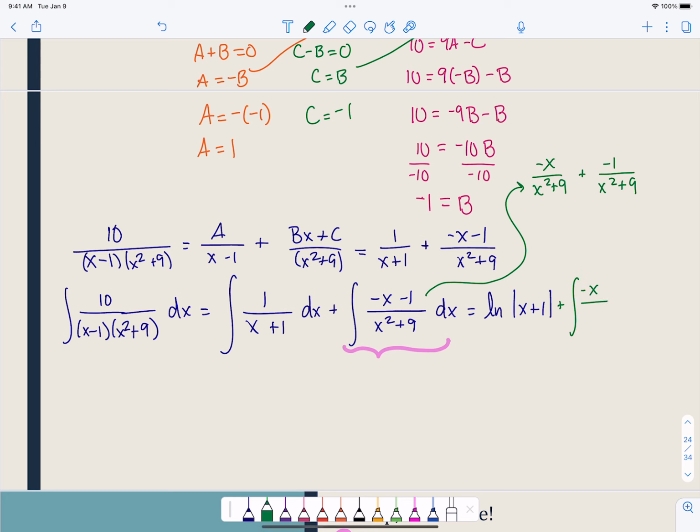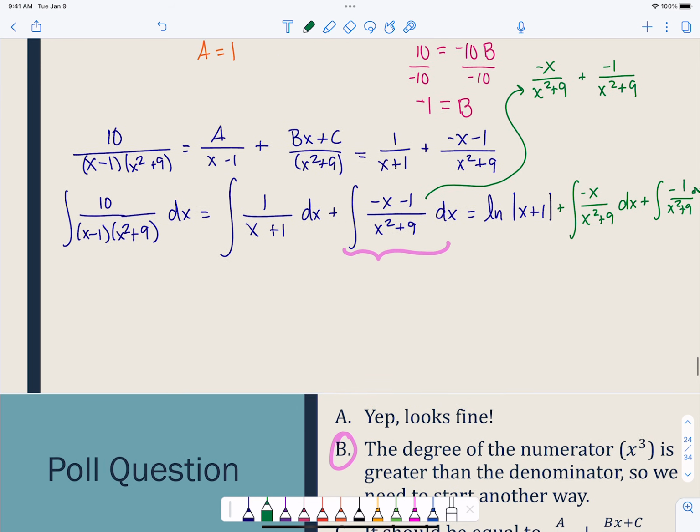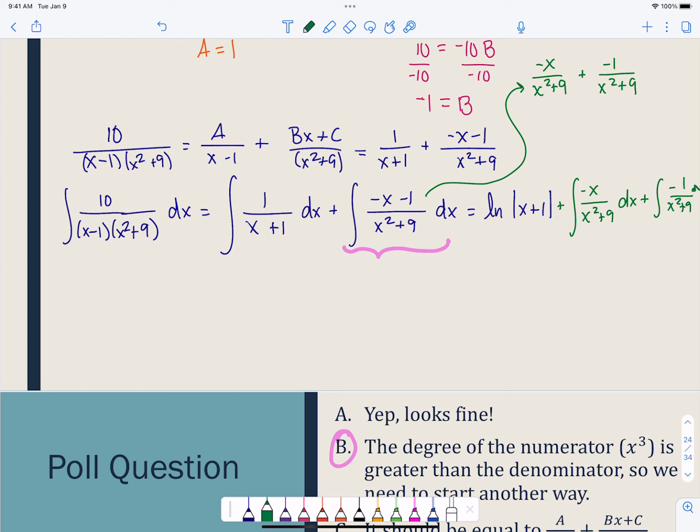So we're going to have the integral of negative x over x squared plus 9, and then plus the integral of negative 1 over x squared plus 9, and I have room for my dx off to the side there. We'll scoot down here where we have a little bit more room. We may need to add a little bit more space to this, but we'll see. So our natural log of the absolute value of x plus 1, that's just going to follow along with us.